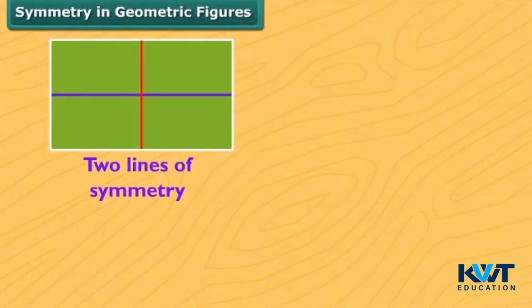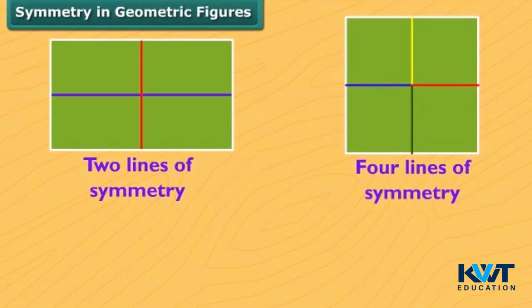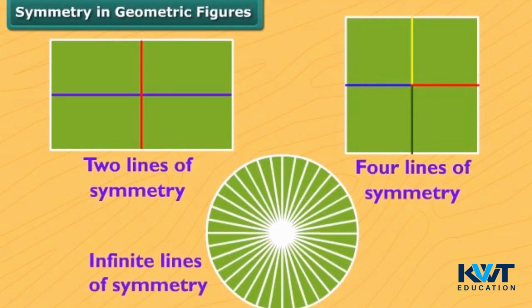Rectangles have 2 lines of symmetry, but a square has 4. A circle has infinite lines of symmetry.